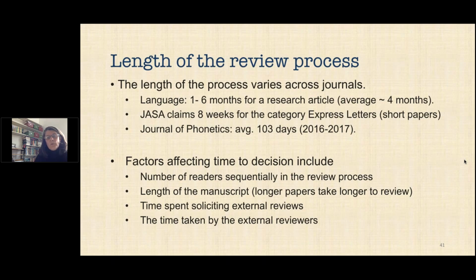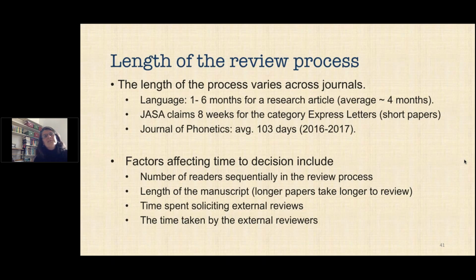At Language, we tell people in the message that they receive when they submit that it can take 1 to 6 months for a research article to receive a decision. Our average lately has been about 4 months or just under. It does sometimes take 6 months. It can even take longer than that in the odd, unusual case.